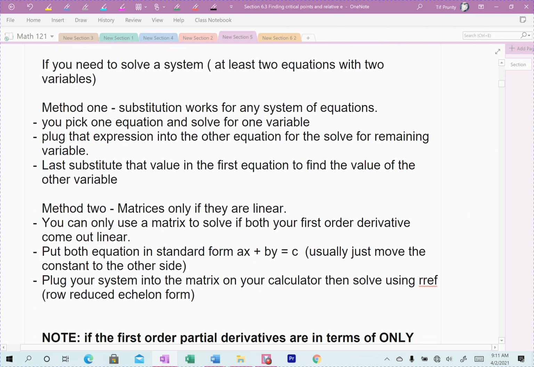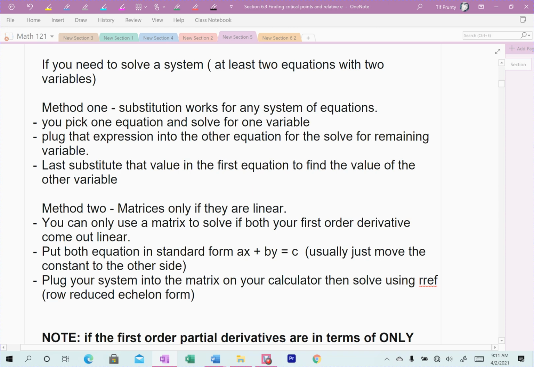The first method is substitution, and it works in every single case. You pick one equation and solve for one of the variables. So you pick equation 1 and solve for x, or pick equation 2 and solve for x, or solve for y. There are multiple ways you can do it. Usually there's an easier way. One variable is a little easier to solve for and substitute out than the other, but not always.